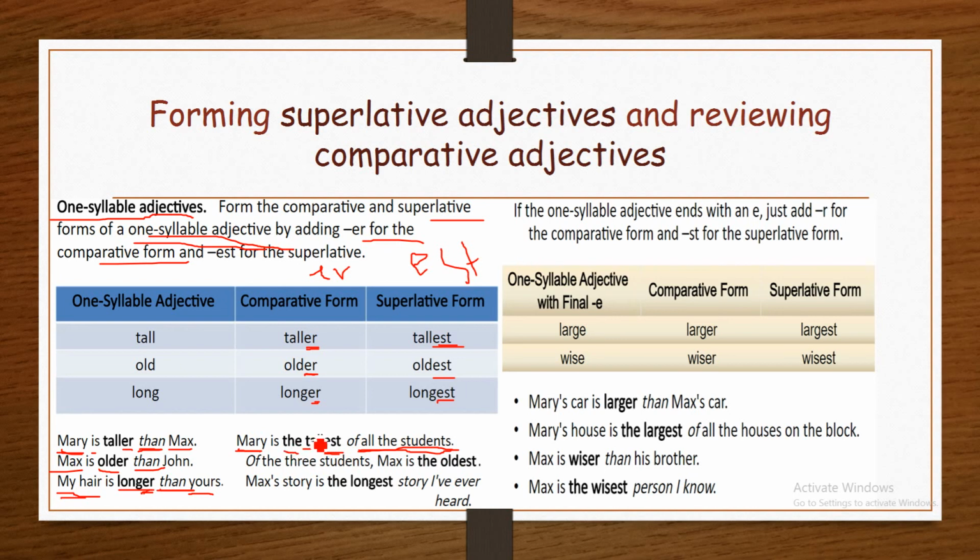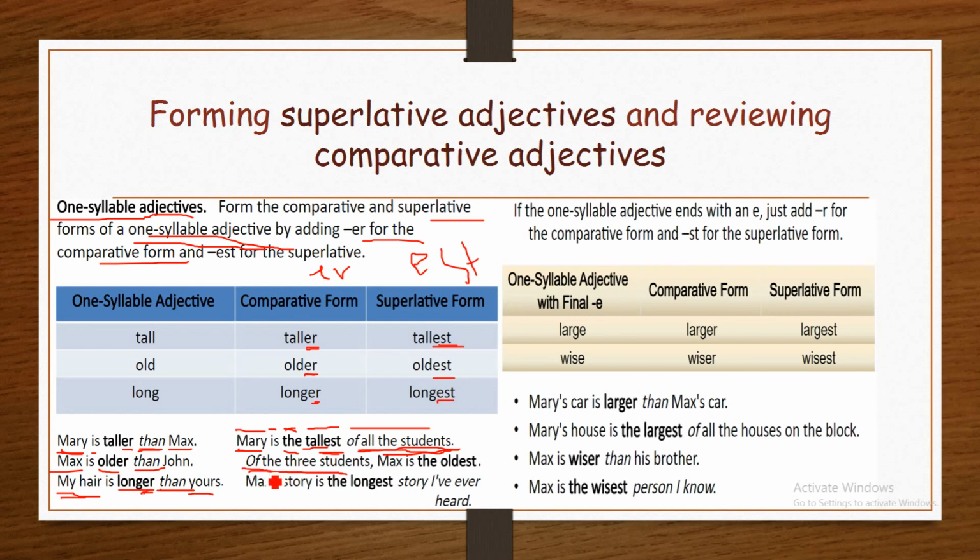For the formation of superlative adjectives, we said we have subject, verb to be, the. We always have the before the superlative adjective, then the superlative adjective, complement, and second object. Of the three students, here there are three students.